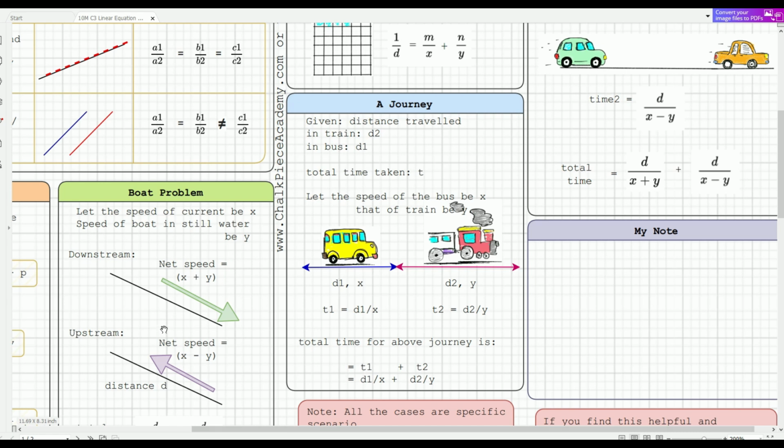She takes half an hour if she travels 2 kilometers by rickshaw and the remaining distance by bus. On the other hand, if she travels 4 kilometers by rickshaw and the remaining by bus, she takes 9 minutes longer. Find the speed of the rickshaw and that of the bus. So how should we go about doing this? Please have a look at this.